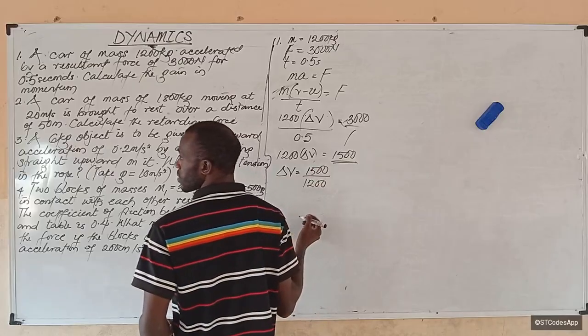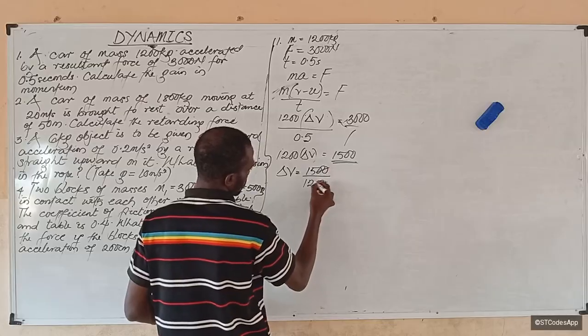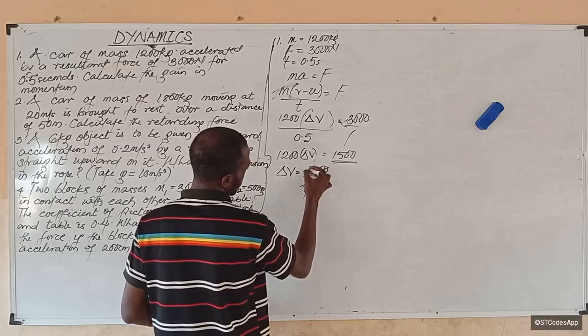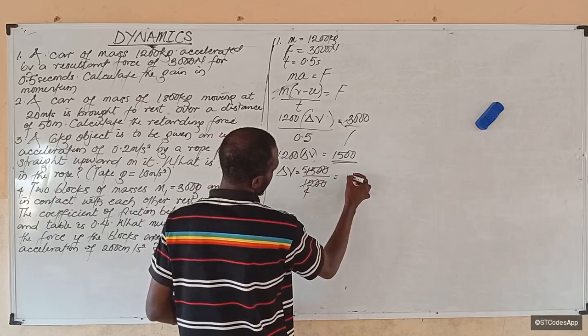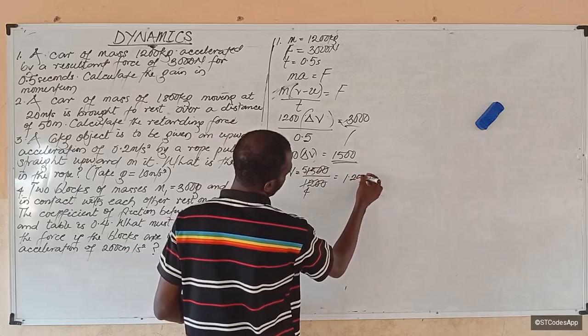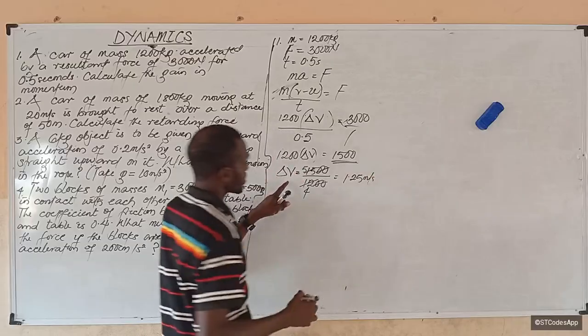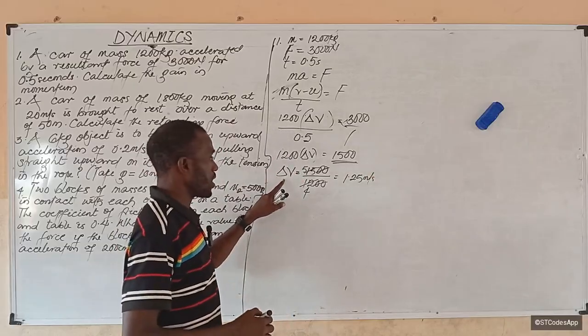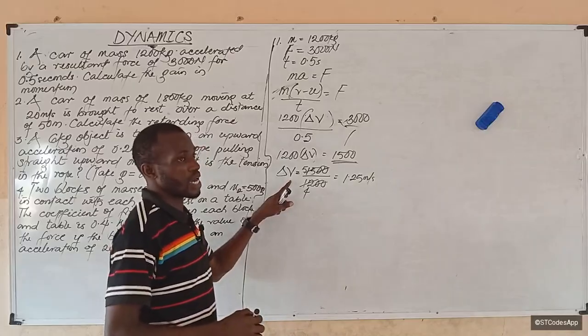Yeah. So this becomes 15 over 12, which is 1.25 meters per second. So this is the change in velocity of the body. This is the change in velocity of the body.